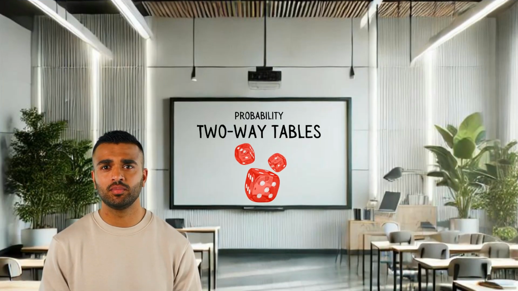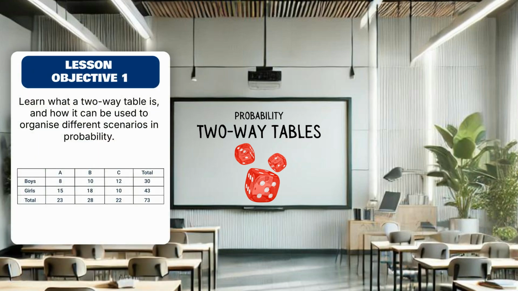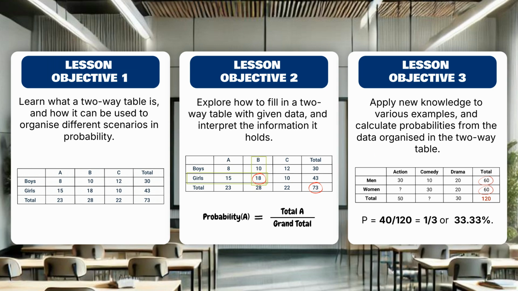In this lesson, we'll start to understand some new ways of writing out different scenarios so we can calculate probability. Our primary focus today will be on two-way tables. We'll begin by learning what a two-way table is and how it can be used to organize different scenarios in probability. Next, we'll explore how to fill in a two-way table with given data and interpret the information it holds. Finally, we'll apply this new knowledge to various examples and calculate probabilities from the data organized in the two-way table.